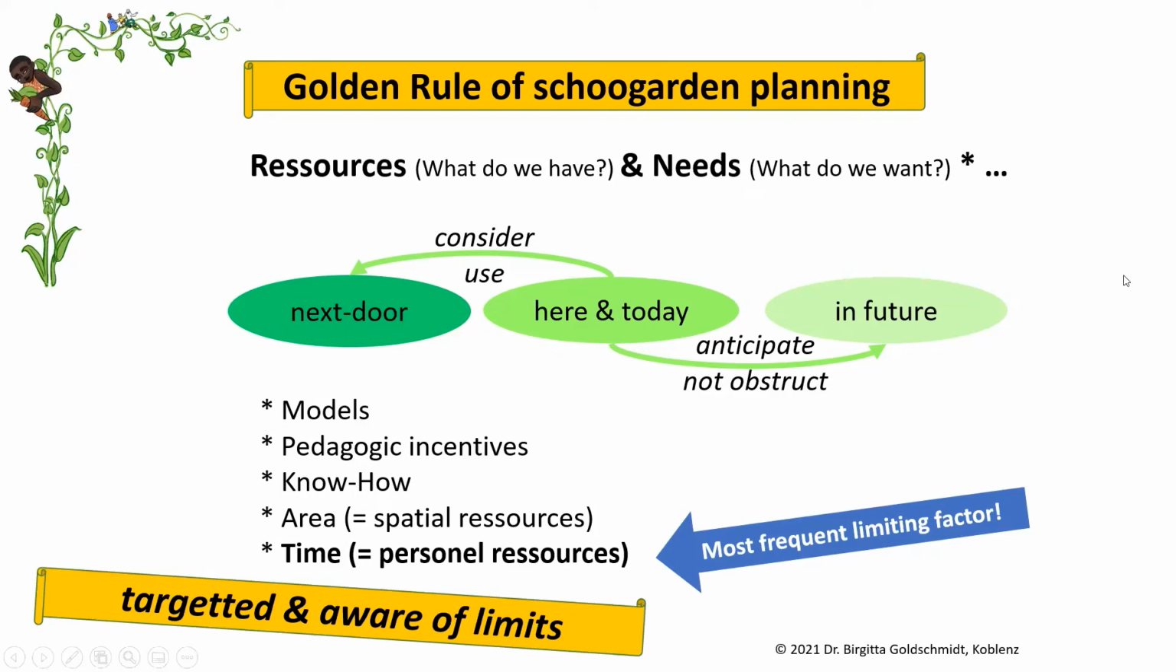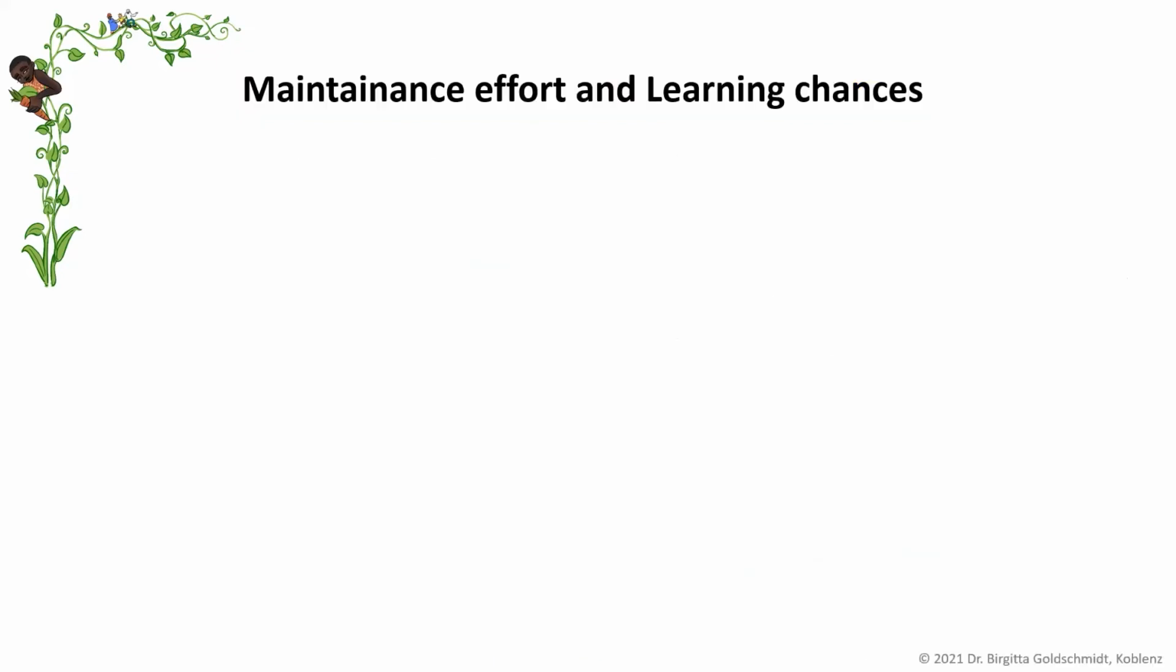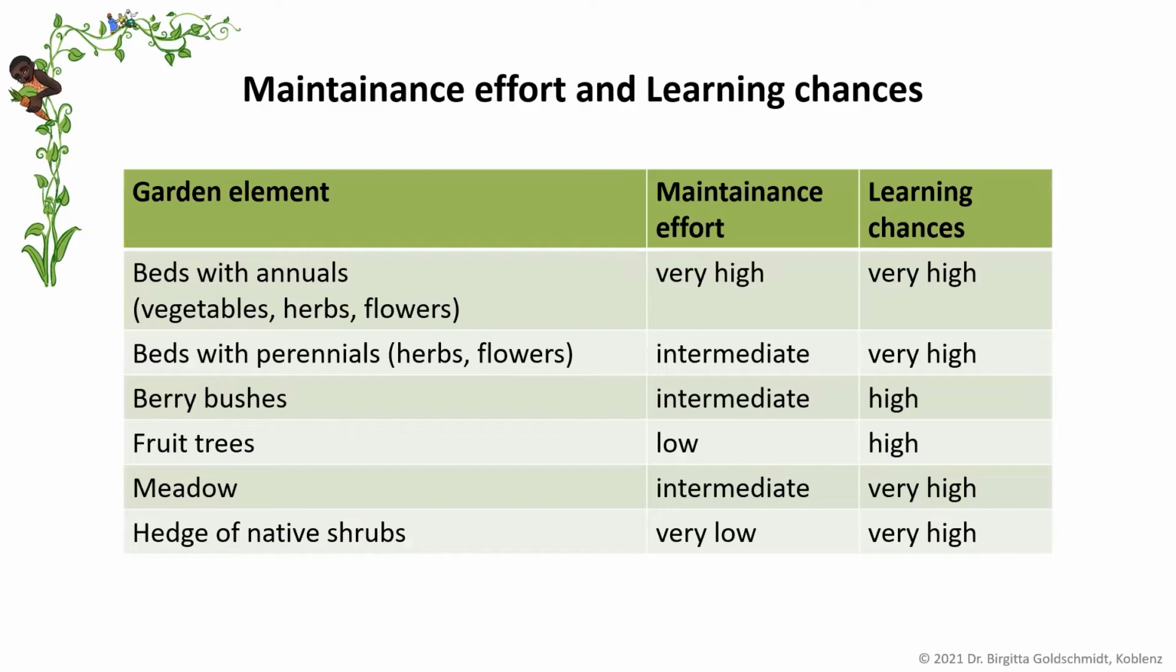So your planning should be targeted. You should know what your objectives are, what your visions are, what the motivations for your school garden are, and you should always be aware of your limits. One of the most important things to be considered is the cost-benefit relation between the maintenance effort and the learning chances of several garden elements.